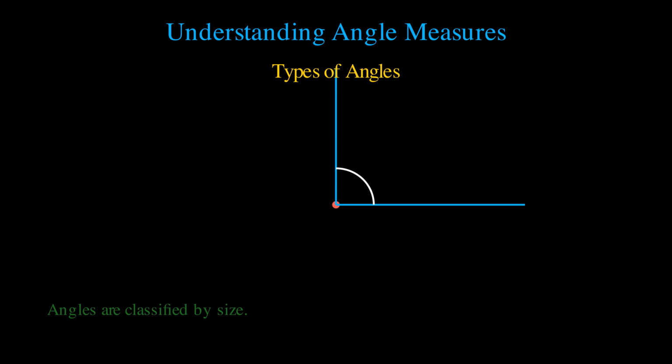Now let's look at different types of angles based on their size. An acute angle is smaller than 90 degrees. It looks narrow or sharp. A right angle measures exactly 90 degrees. You see right angles everywhere, in corners of rooms, books, doors, and screens. An obtuse angle is larger than 90 degrees but smaller than 180 degrees. It looks wide but not completely straight. A straight angle measures exactly 180 degrees. It forms a straight line. So angles are classified based on how wide they open.